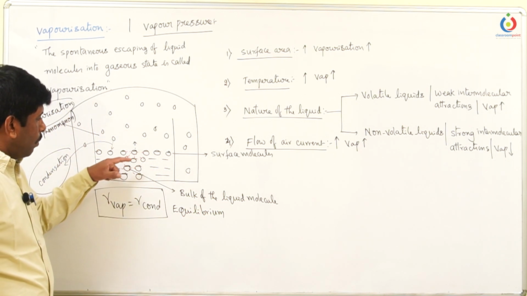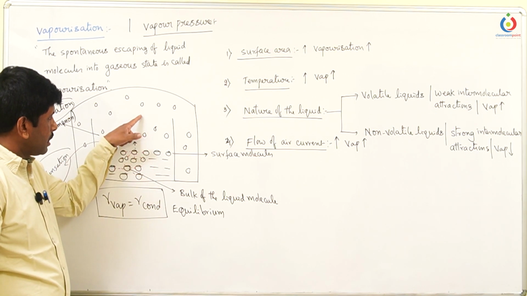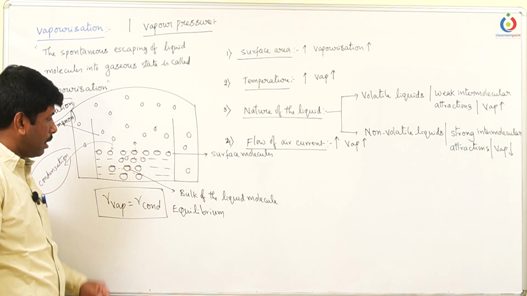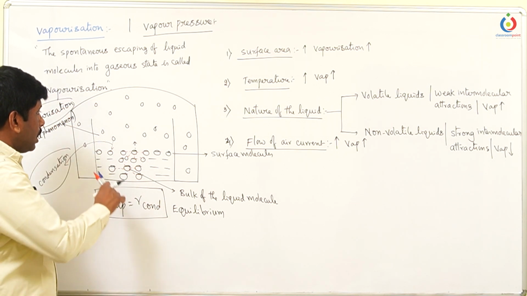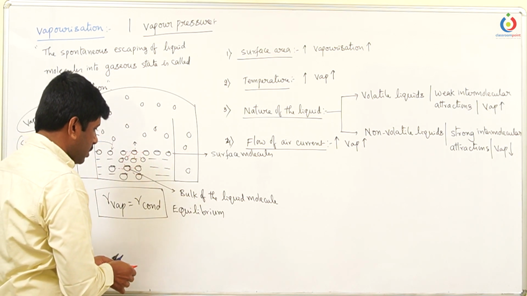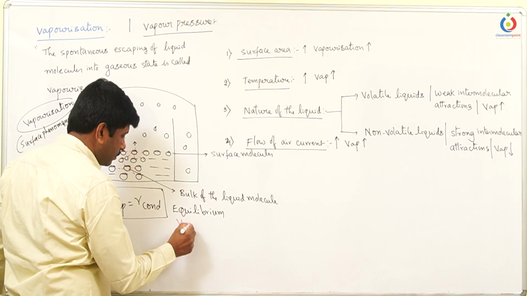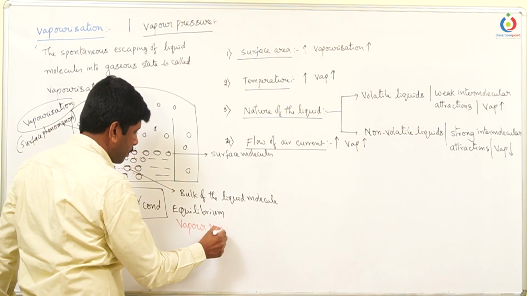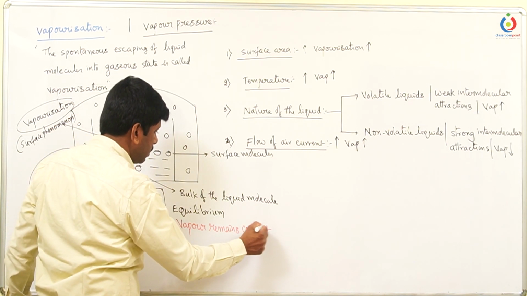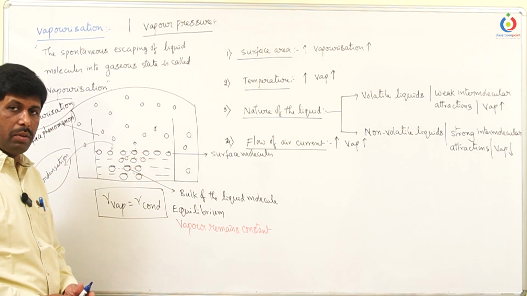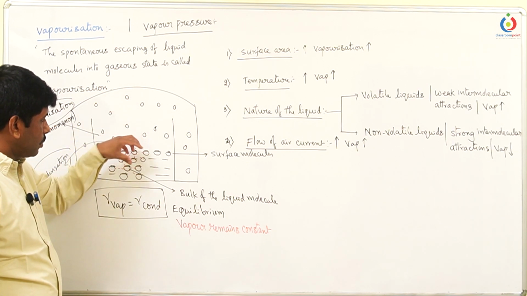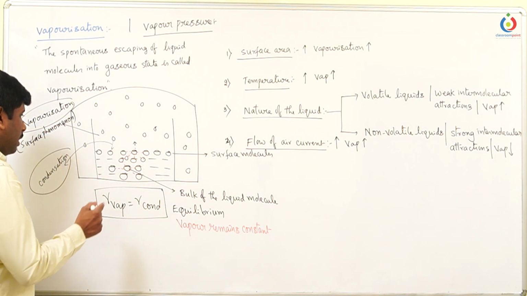At equilibrium, the number of molecules entering the vapor state equals the number of molecules leaving the vapor and coming back to the liquid state. That means the total amount of vapor above the surface of the liquid remains constant. Since the vapor remains constant, there is no change in the number of vapor molecules. At that time, the pressure exerted by the vapor on its own liquid surface is called the vapor pressure.